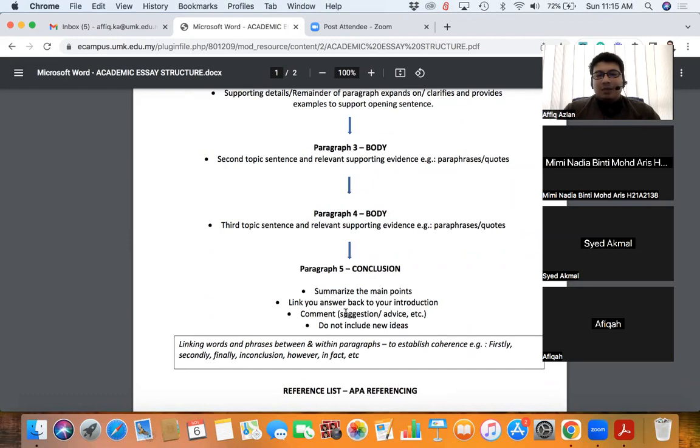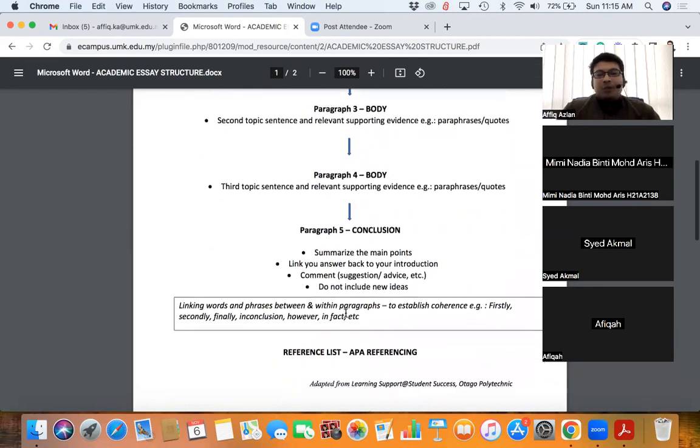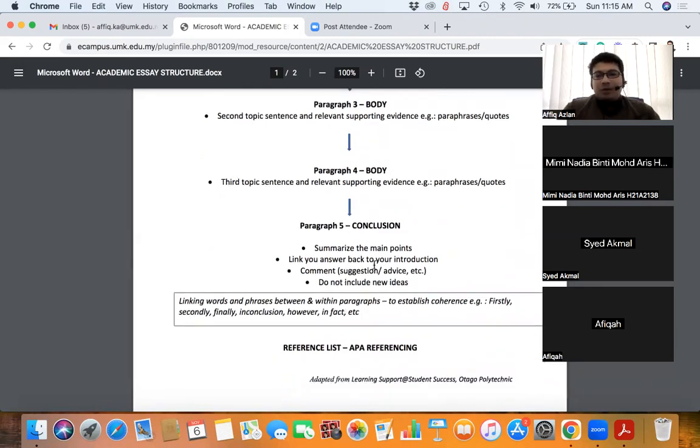And then lastly, you give your suggestion, what people should do, or your wish for the future, what the community should do in the future if it is an issue or problem, depending. But you don't include a new idea in your conclusion paragraph because all the ideas are in the body paragraphs.